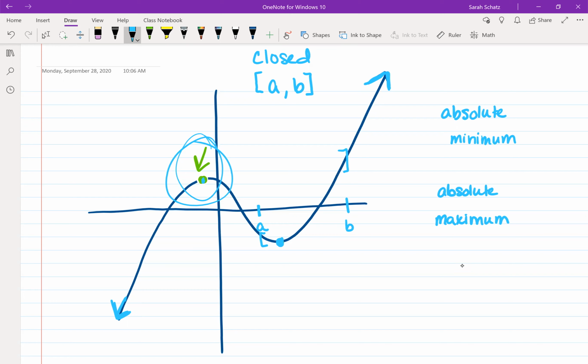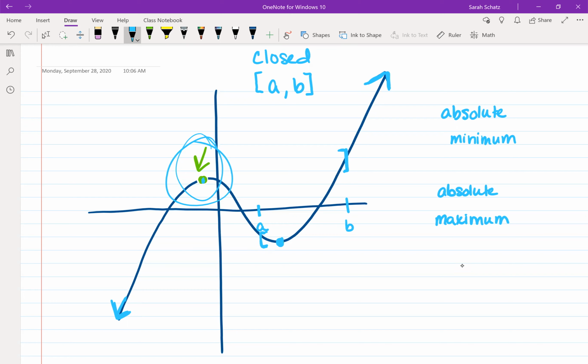But because I have closed an interval, I can say, okay, if I'm only looking at this little section from a to b, there is going to be an absolute highest point in this interval, and there will be an absolute lowest point in this interval. So I can use words like this when my interval is closed.